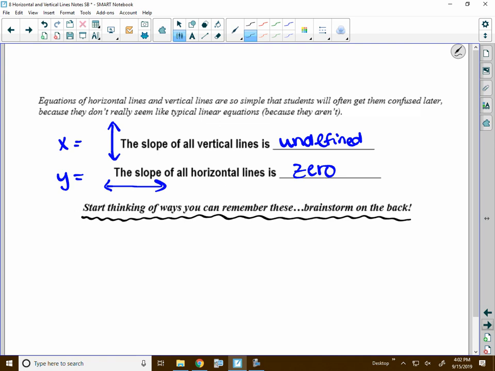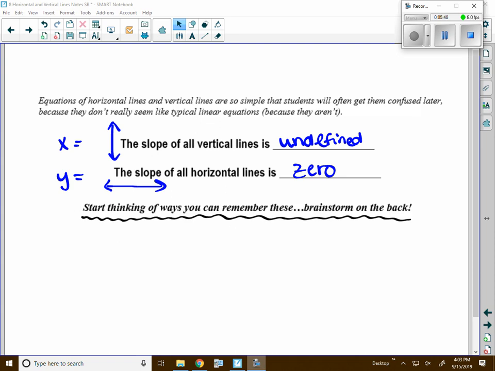When you get finished brainstorming, go back to the section that you were in Canvas, and there is a practice sheet that you need to click on. Get an extra piece of paper. You can always grab one from the paper beside the absent pen, and do some practice questions. Tomorrow we'll come together and review what we learned today and different ways that we can remember the slope and the equations of horizontal and vertical lines.